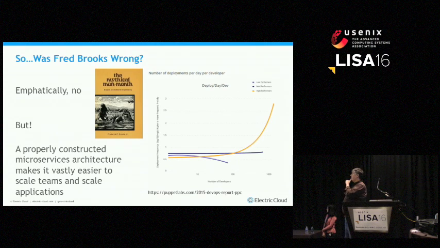And you definitely see the graph on the right is from last year's State of DevOps report put out by IT Revolution and Puppet Labs.